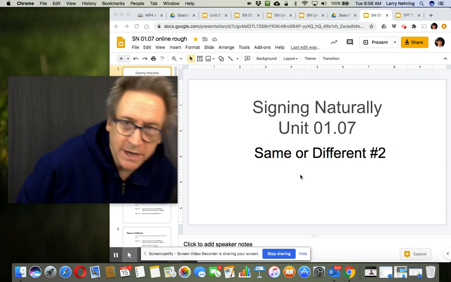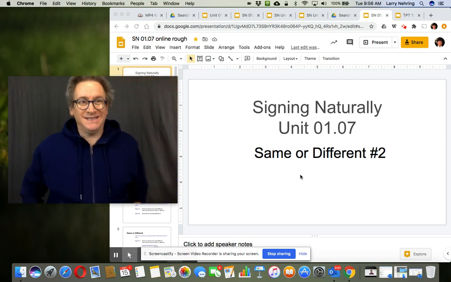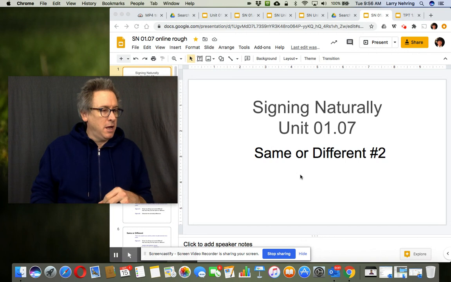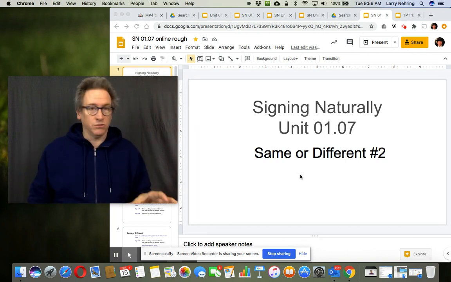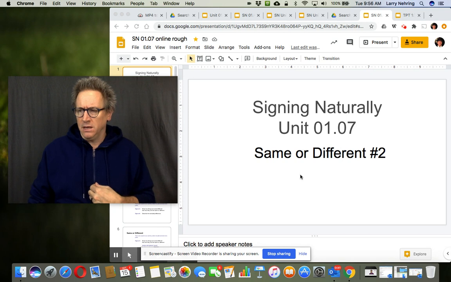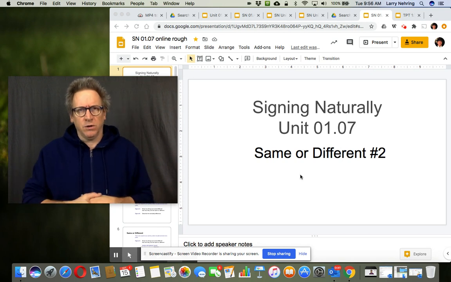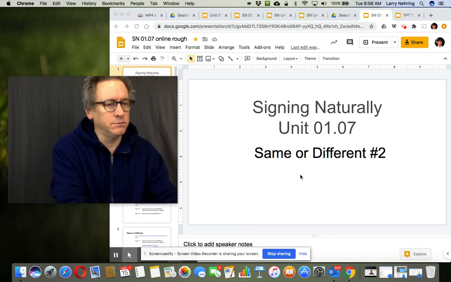Okay, so now we're on Unit 1.7. This is a shorter unit, mainly because most of the information in your book and in the classroom are deaf culture ideas, where this one is how to get someone's attention.